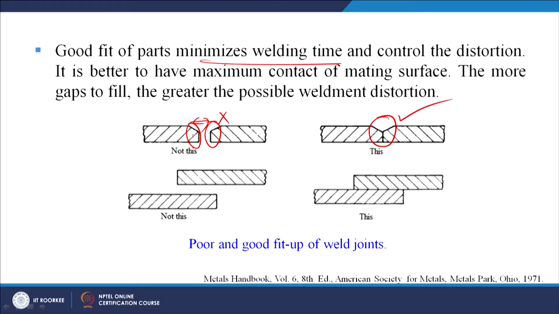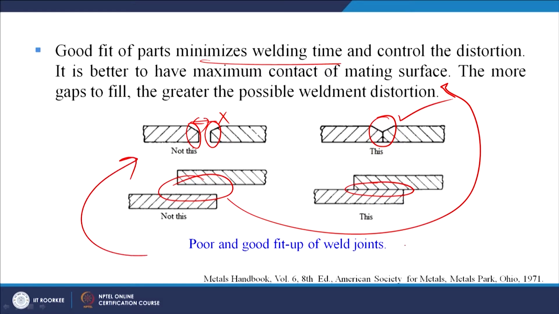Here there is a lot of gap which needs to be avoided. The more gaps to fill, the greater the possibility of weld distortion. So more gap to fill, more is the probability of weld distortion. Lesser gap, better welded joint. So poor and good fit up of the weld joints is shown. This is poor fit up and this is the good fit up.